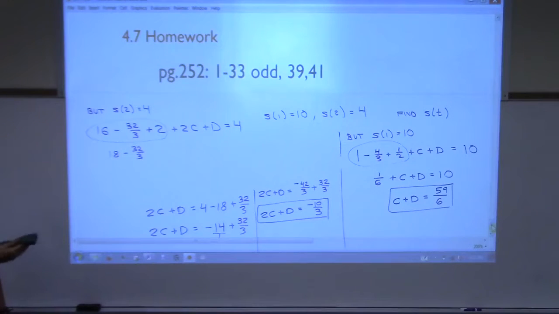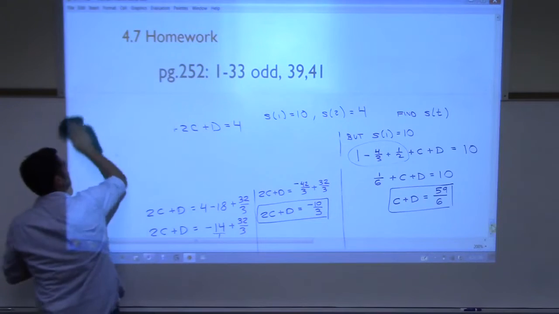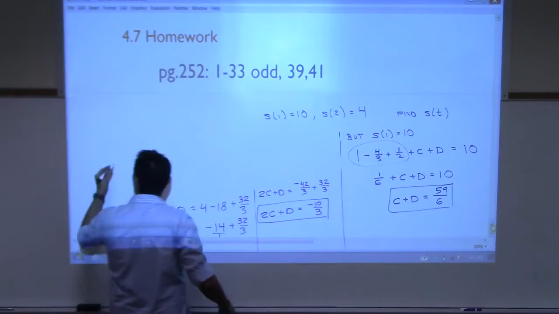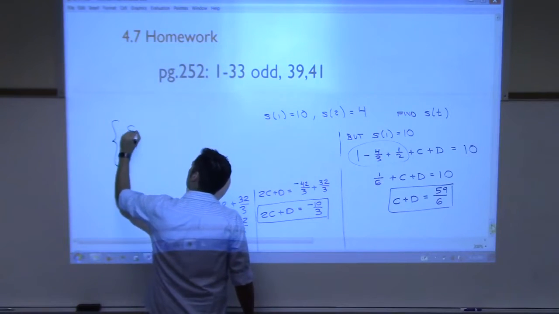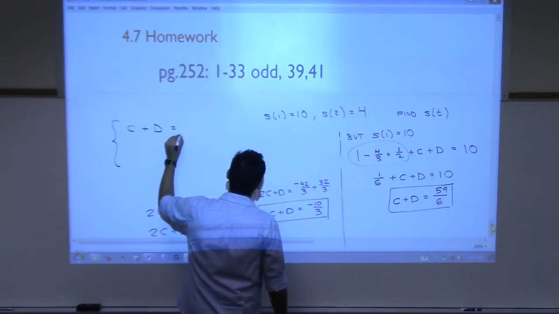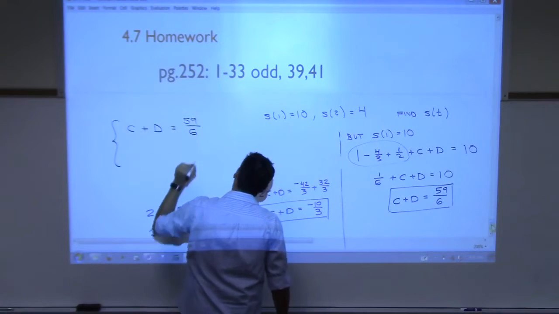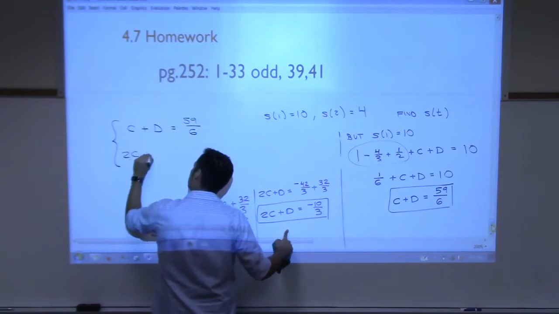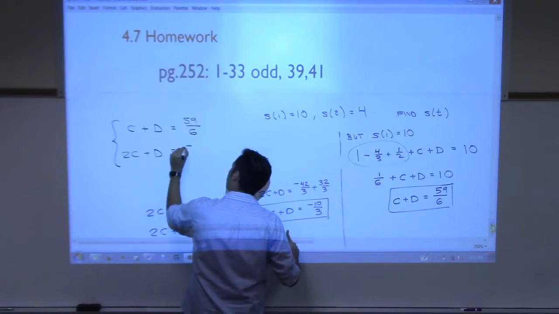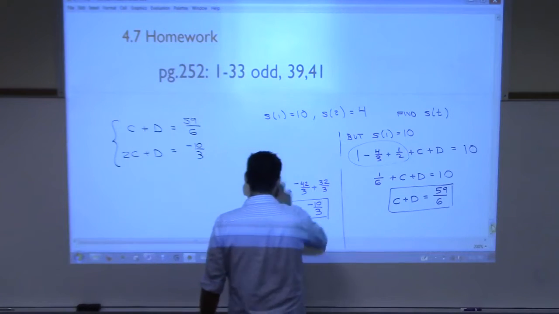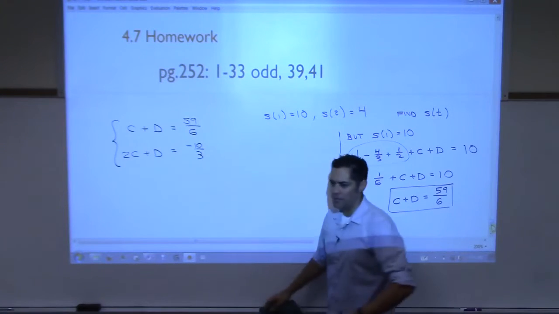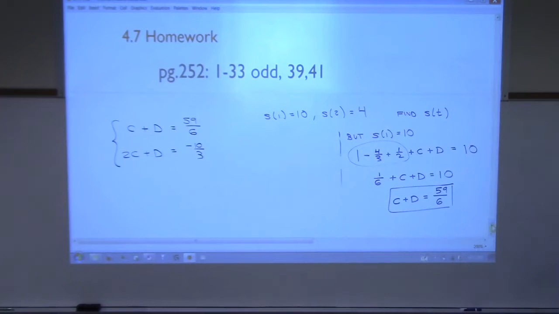I'm going to now solve a system of equations. So when I write down my system of equations, we usually in college algebra used a brace. C plus d equals 59 over 6. And then the other one, 2c plus d equals negative 10/3. And then you had two methods to solve systems of equations. You either have substitution or elimination. And for this particular system of equations, I would probably use elimination.